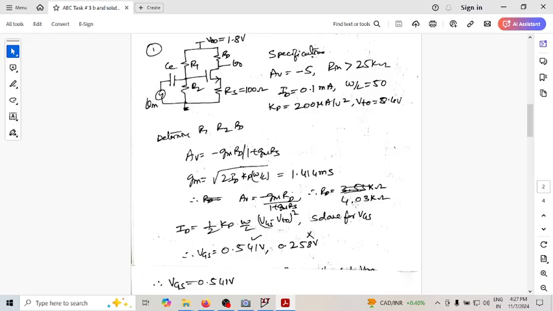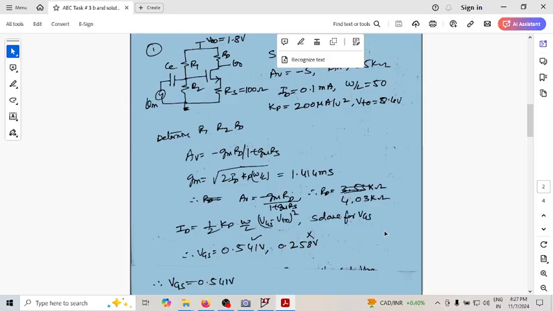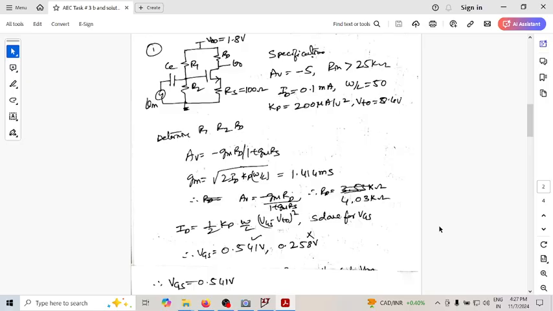So we found that RD is 4.03 kilo ohm, and then we are asked to find the values of R1 and R2, for which we should know the value of voltage at this point. So for that, let us first find VGS. VGS can be found using the drain current equation. In this we know everything except VGS. Since this is a quadratic equation, there are two possible values for VGS, which are 541 millivolt and 258 millivolt.